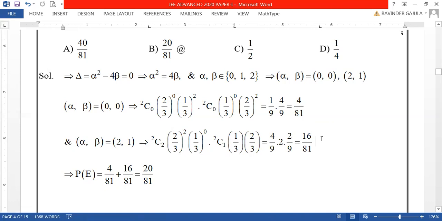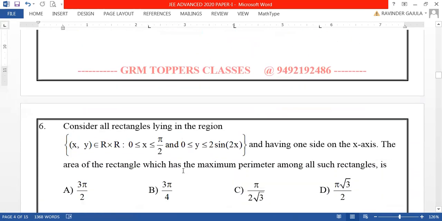So like this, because these two are possible cases, you can go for P of A equal to the sum of these two. These are two different, independent cases, therefore mutually exclusive. Either this may happen to get alpha square equal to 4 beta, or this can happen. Therefore, P of A is the sum of these two, which is 4 by 81 plus 16 by 81, 20 by 81, the right answer, my dear friends. I think you got it. Now, let us go for the next question.